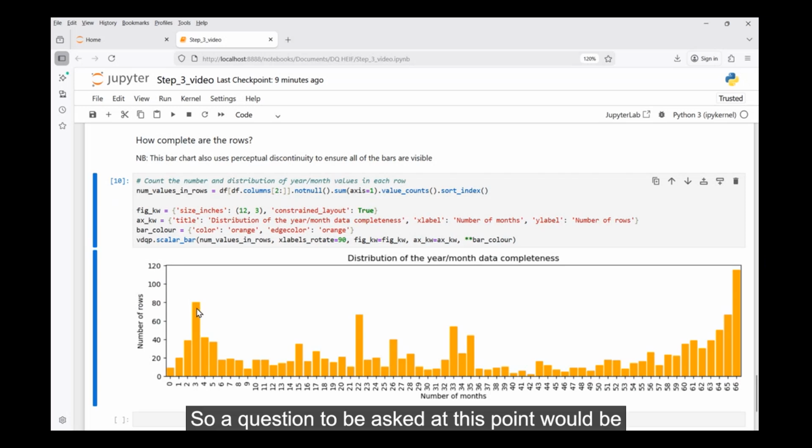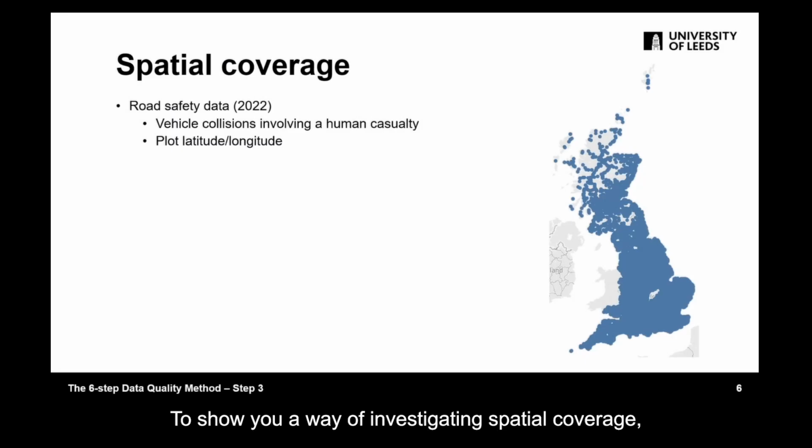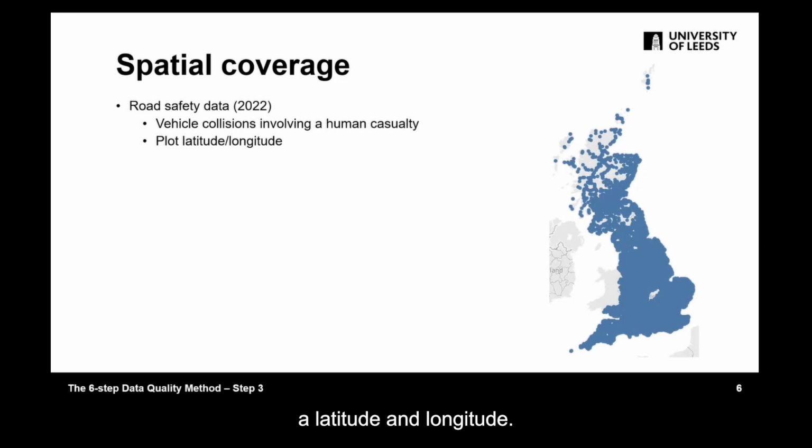So a question to be asked at this point would be, what's the aim of my analysis? Do I have enough data, or do I need to obtain some more data? To show you a way of investigating spatial coverage, I'm using the road safety data about traffic collisions. For each of the collisions, there are coordinates, a latitude and longitude. So one simple way of checking for spatial coverage is to plot those on a map.